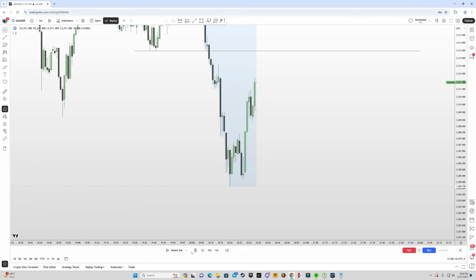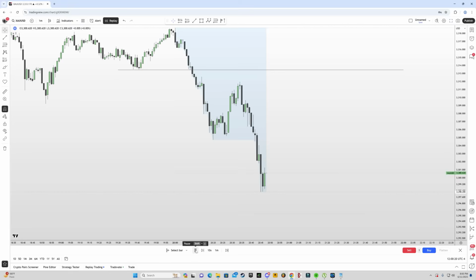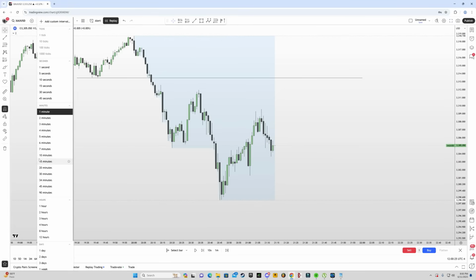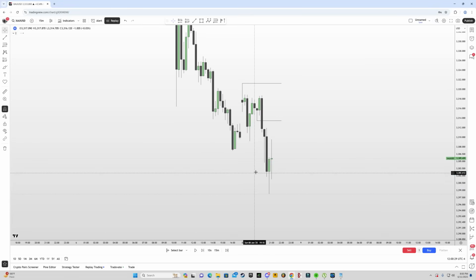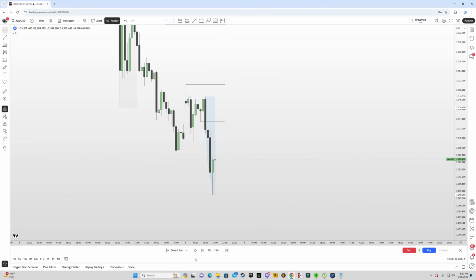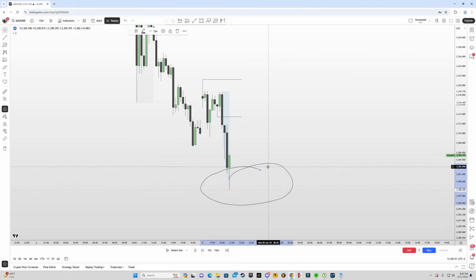So we push down, and we don't have a market structure shift so far. We didn't break above this high. Then we push down even more. And notice one more thing. This is very crucial, okay? So over here, at 8:59, we don't have a most recent low.